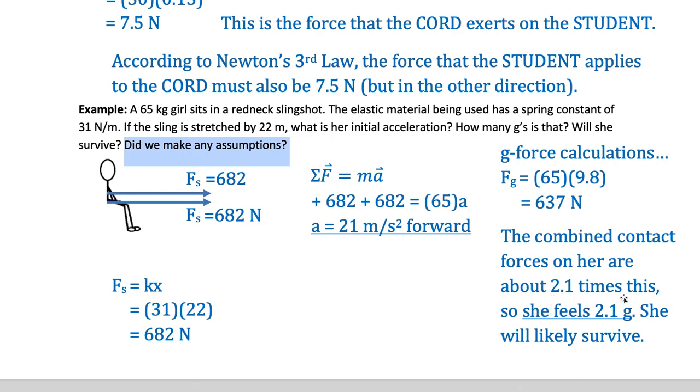Another way to think about this G-force in the horizontal scenario here is, saying she feels 2.1 Gs means that these contact forces she's feeling are 2.1 times as big as her weight. It also means that her acceleration is 2.1 times as big as the acceleration of little g, as 9.8. If you take 9.8 and you multiply it by 2.1, that gives you this. That's her acceleration. So she's accelerating a little more than twice as fast as she would if she was just dropped and allowed to free fall at 9.8.